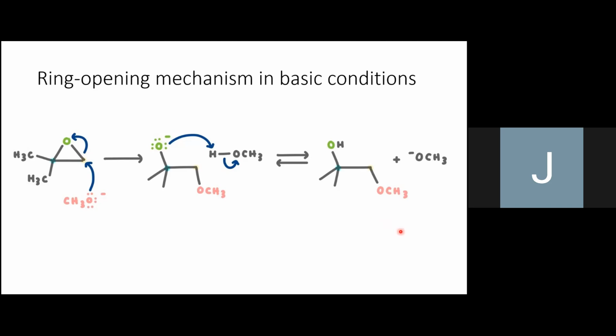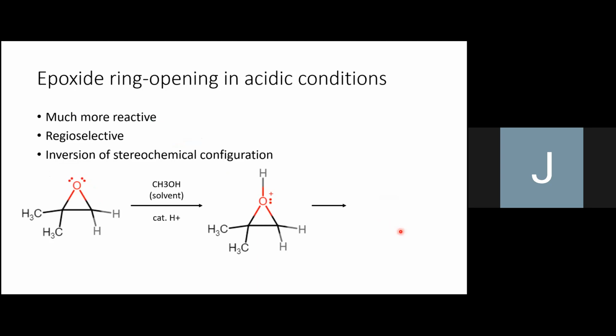Okay, and so I've stressed before that this is a basic condition. So obviously, what happens in an acidic condition? This epoxide is going to be much more reactive in acidic conditions, for the same reason that alcohols are more reactive in acidic conditions: we can protonate this oxygen, and it becomes a much better leaving group. We can use a similar solvent, just CH3OH, and now instead of catalytic base, we have catalytic H+, so some catalytic amount of any strong acid. And so this reaction is also going to be regioselective and stereoselective.